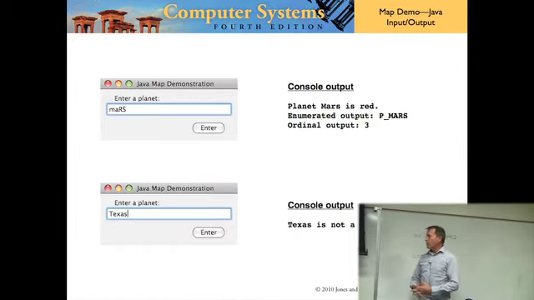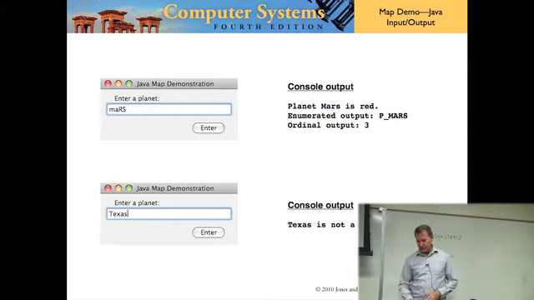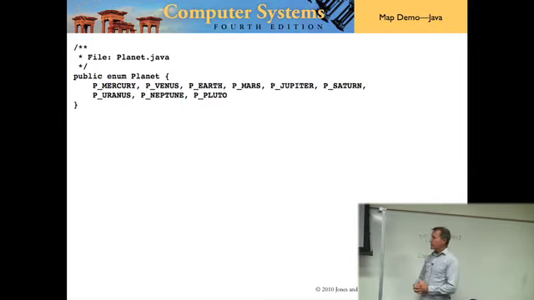One of the things that we noticed in the demo was that those planets were enumerated. And we already know how to do enumerateds in Java, right? So here we have our file planet.java, and we have public enum Planet, and we have them all listed there, P for planet. Is everybody clear on that?